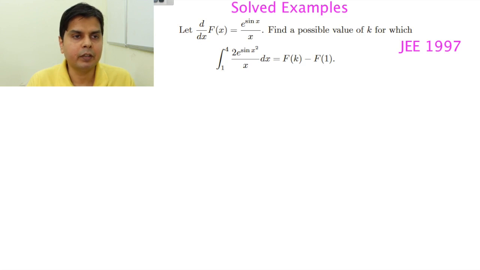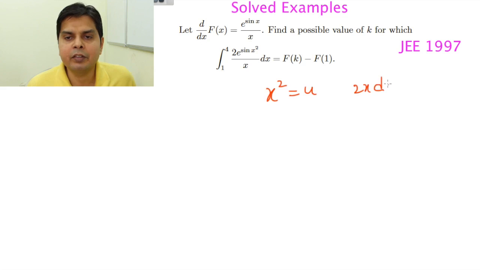Now let's see another problem. This problem is JEE '97. d by dx of f(x) is equal to e to the power sin x by x. Find a possible value of k for which this happens. Now in this question you see you have been given e to the power sin x square, and this thing you have been given in terms of e to the power sin x. So it's better to convert this sin x square in terms of sin x. So let's say that x square is equal to u. Then what can I write? 2x dx will be equal to du.